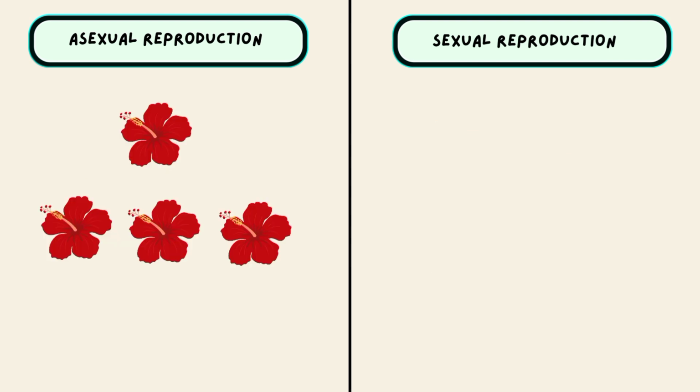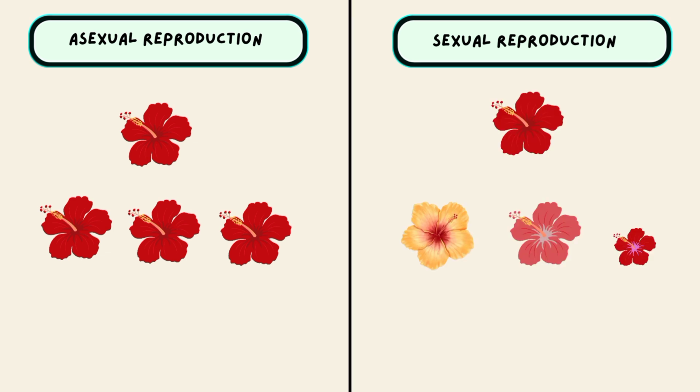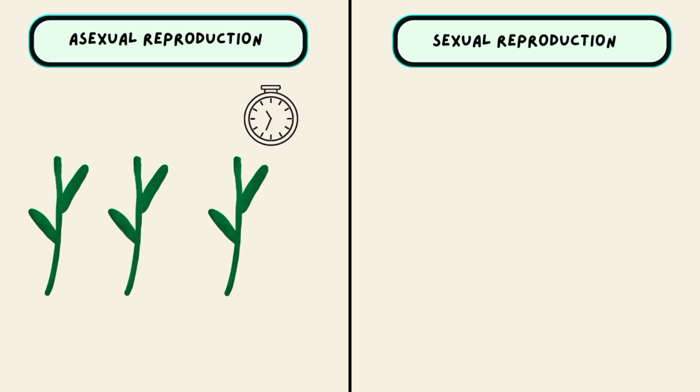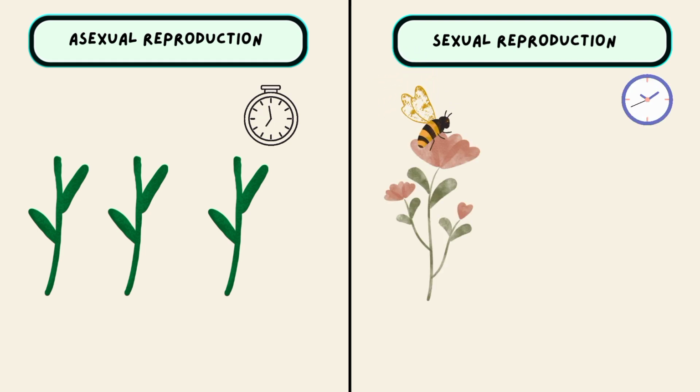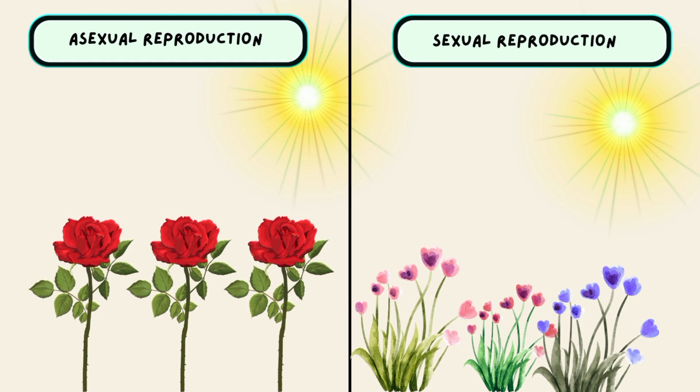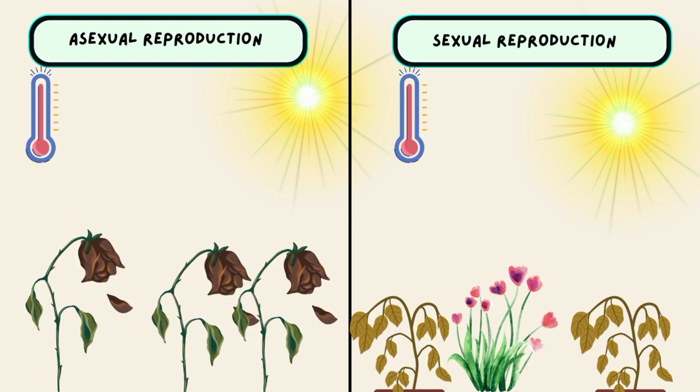In asexual reproduction, offspring are identical to the parents, whereas in sexual reproduction, offspring show variation from the parents. Asexual reproduction is usually faster, as seen in methods like cutting, layering, budding, etc., which quickly produce new plants. Sexual reproduction is slower since it requires pollination, fertilization, and seed formation before a new plant grows. Offspring from sexual reproduction have better adaptability to changing environments compared to those from asexual reproduction.